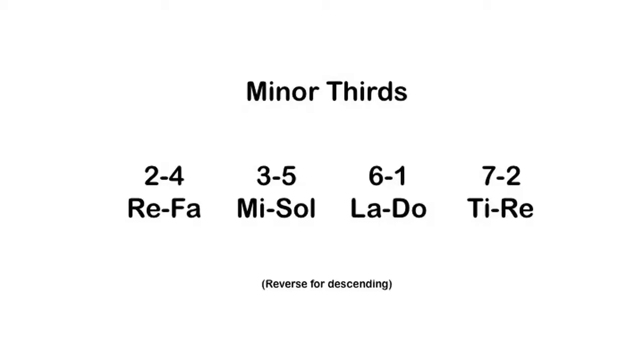Minor thirds show up in 4 places in the major scale, between scale degrees 2 and 4, or re and fa, 3 and 5, or mi and sol, 6 and 1, or la and do, and 7 and 2, or ti and re. We typically are going to use scale degree 3 to 5 to sing our minor third. So if you're given a starting pitch of, we'll say, here, that's going to be treated as scale degree 3, and we need to sing a minor third up.